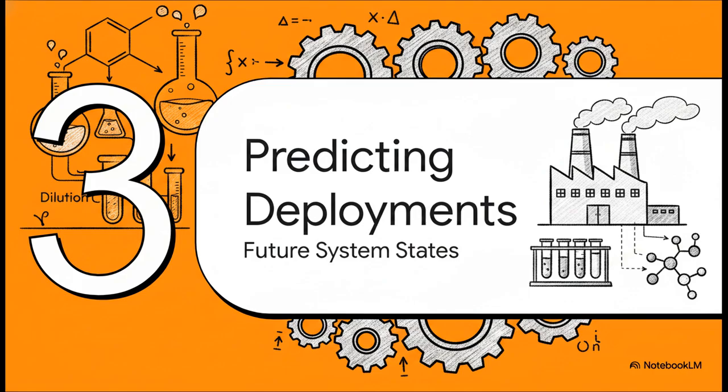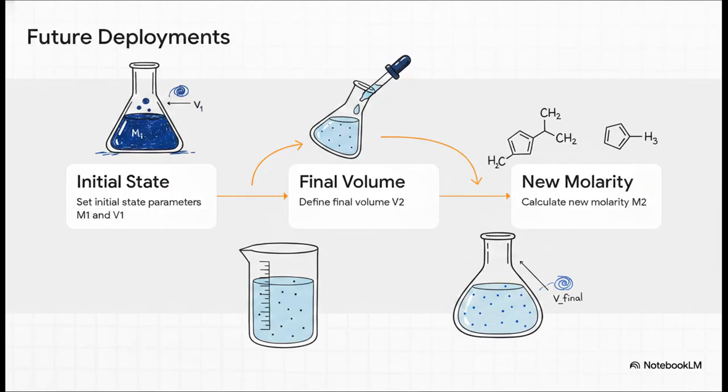All right, Section 3, Predicting Future Deployments. We execute this in 3 highly structured steps. First up, you set your initial state, documenting M1 and V1. Second, you define your final volume, V2, which is basically just how much you're scaling the environment. And third, you calculate the new molarity, M2. This allows us to confidently predict our future state.